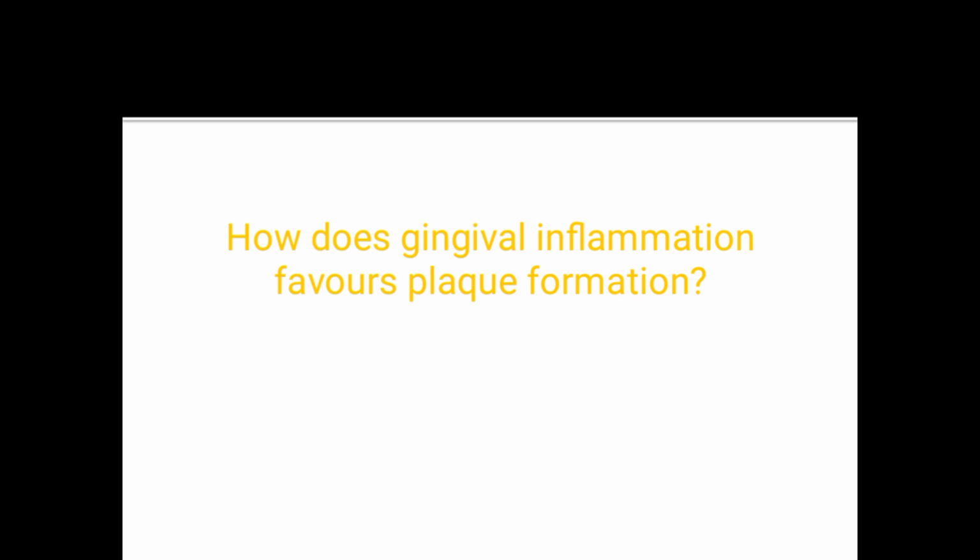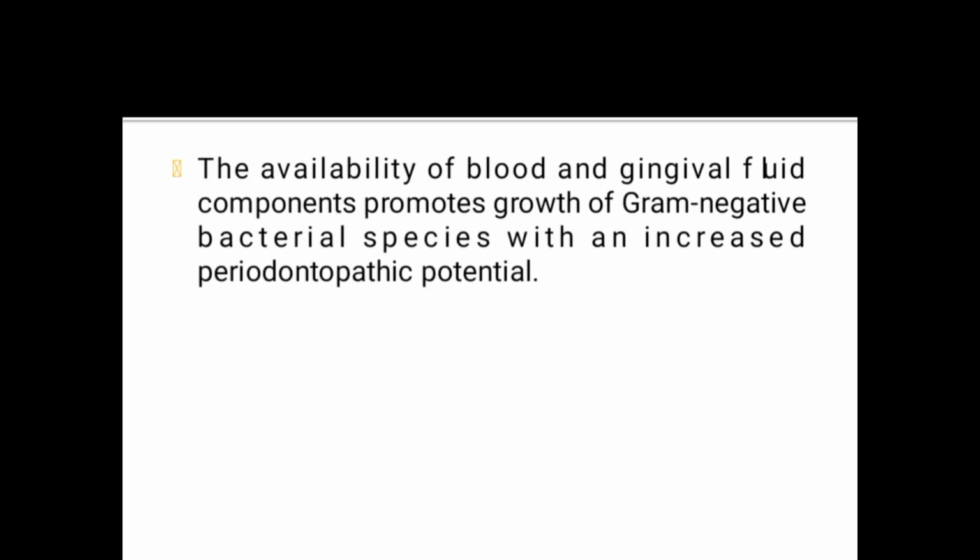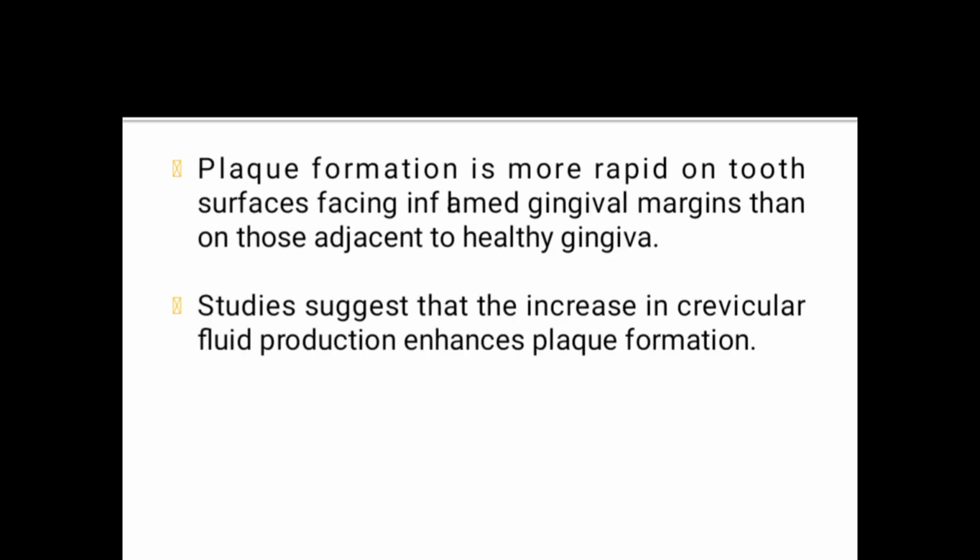So, moving to another important topic: how does gingival inflammation favor plaque formation? When there is accumulation of a lot of plaque at the gingival margin, there is an inflammatory reaction of the soft tissues. This inflammation influences the local environment, and the crevicular fluid promotes the growth of gram-negative bacteria and increases the periodontopathic potential. Plaque formation is more rapid on tooth surfaces facing inflamed gingival margins as compared to plaque that faces healthy gingiva.